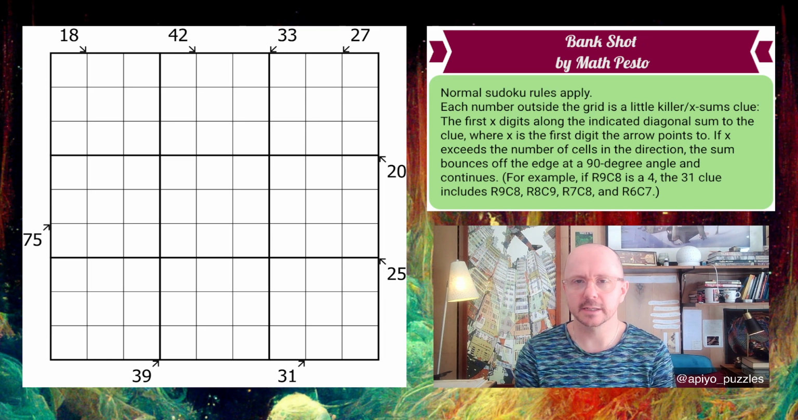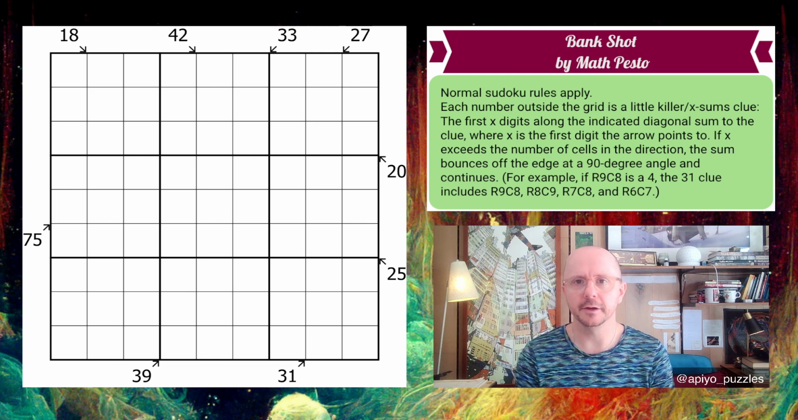Normally on a Saturday morning I like to bring up the Saturday paper and solve the cryptic from Liam Runnels. However, this morning, unfortunately for a Saturday paper, their website is down, so I couldn't do that. And instead I brought up this Sudoku that I saw a few days ago, which caught my attention because it's called Bank Shot by Math Pesto.